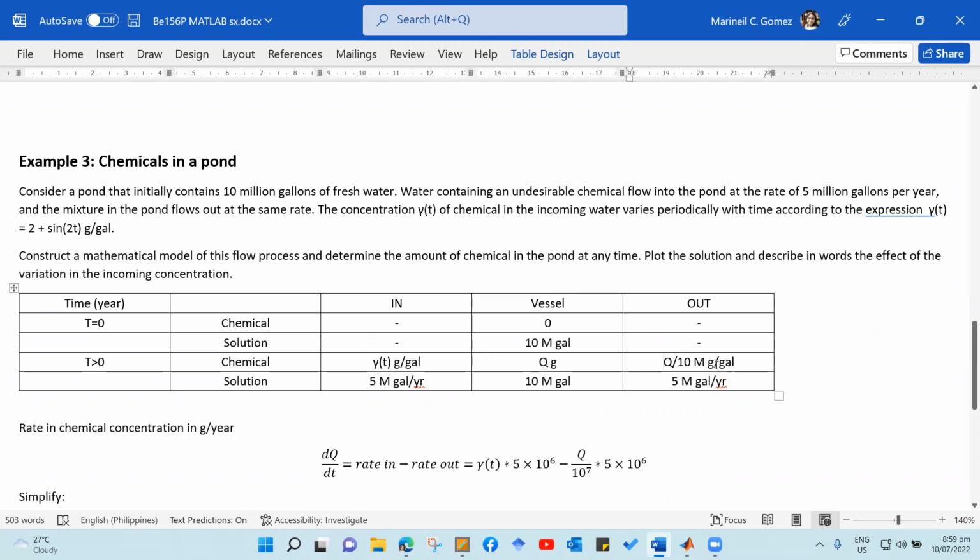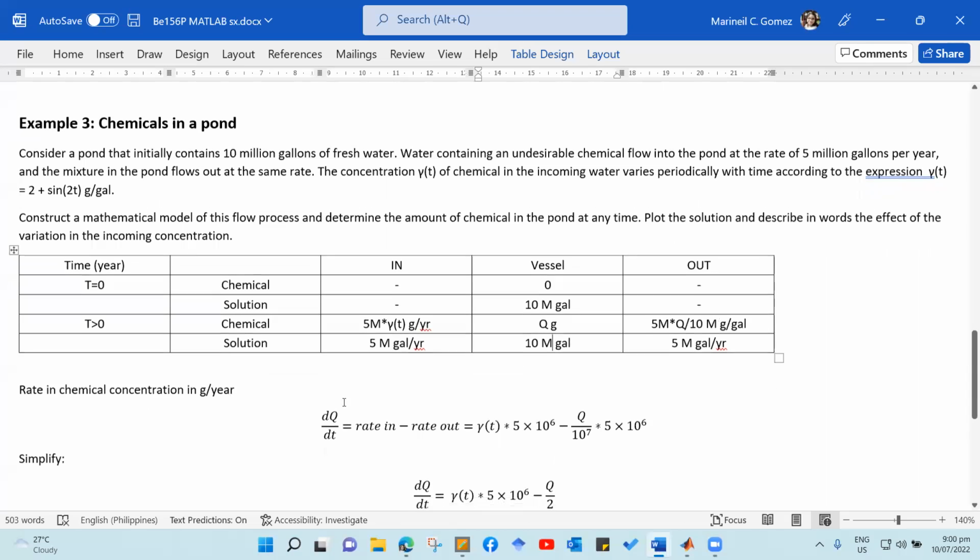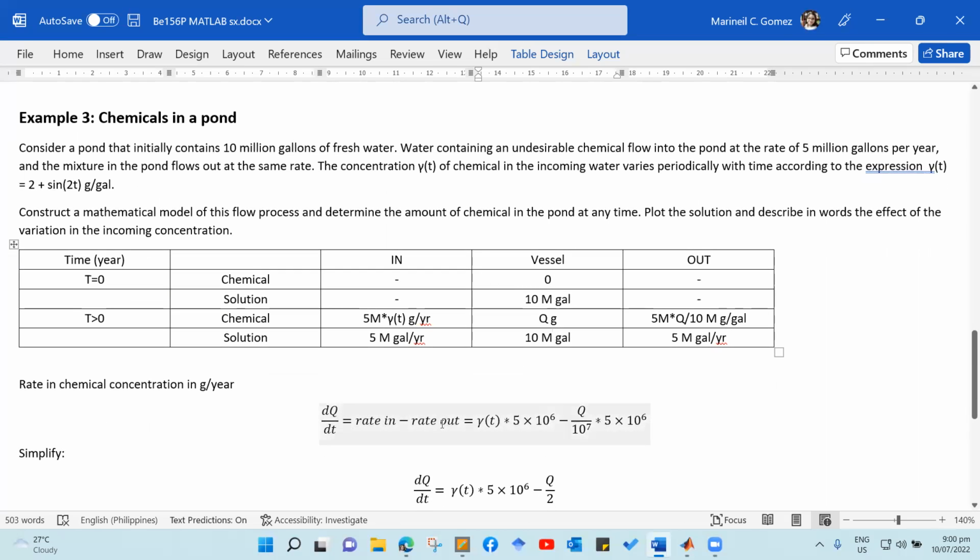And just like the one before, this is Q over 10 grams per gallon times 5 million gallons per year. So this is grams per gallon. If we want it in grams per year, we have it at 5 million multiplied by gamma t. And then this is again 5 million gallons per year. Just like in the first example, it's rate in minus rate out.